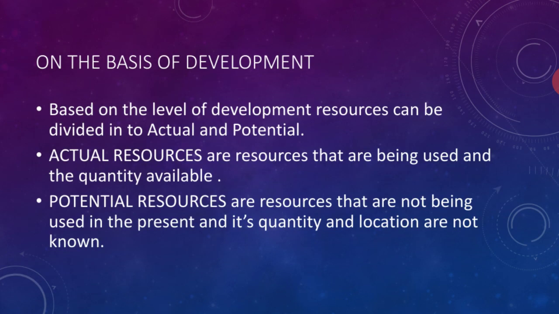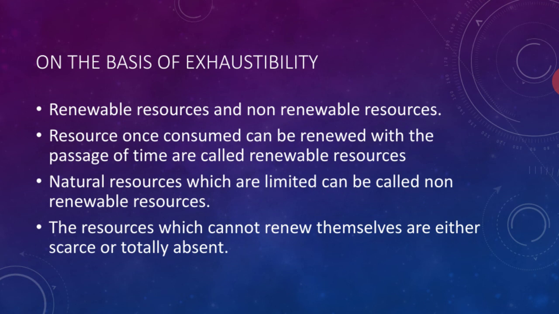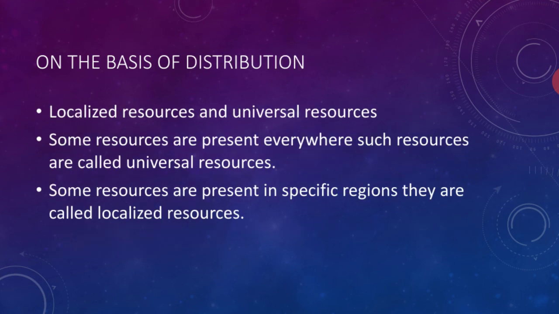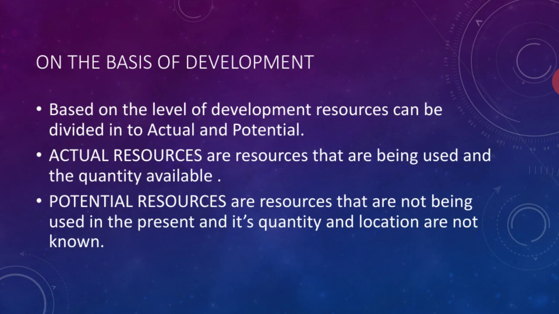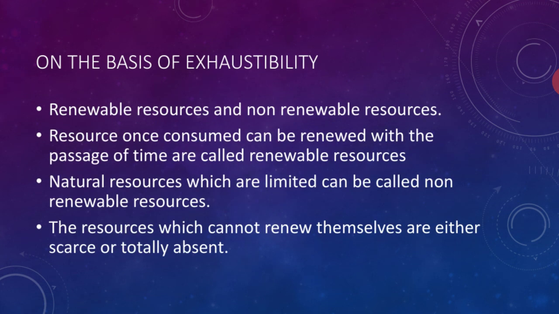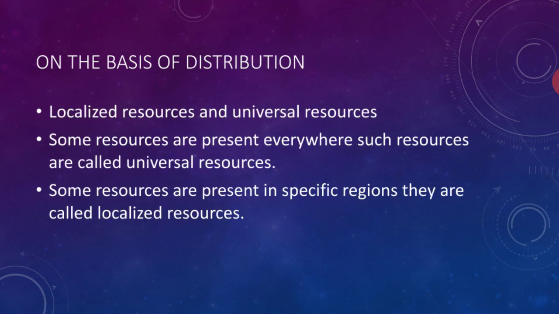We saw three topics: on the basis of development, on the basis of accessibility, on the basis of distribution. On the basis of development, resources are divided into two: actual resources and potential resources. Next, basis of accessibility. Accessibility means renewability, that is, renewable and non-renewable resources. Next, on the basis of distribution, localized resources and universal resources. So that's it about today's topic. Remaining we can see in the next class.